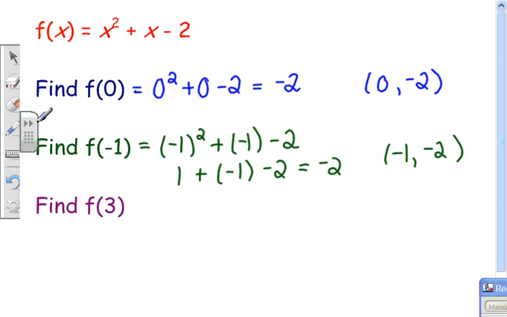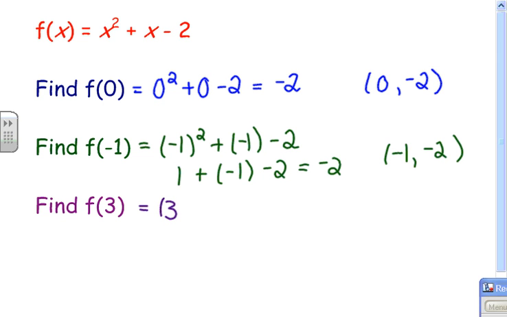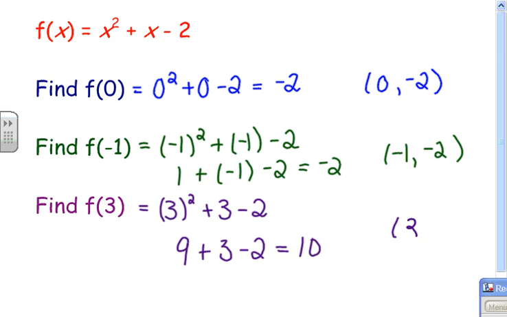To find f of 3, we'll have 3 squared plus 3 minus 2, which is 9 plus 3 minus 2. That's equal to 10. So the point (3, 10) will be on our graph.